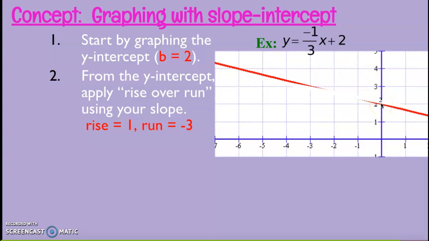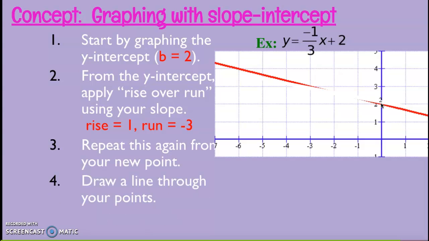And from there, we know that our rise is 1 and our run is -3. So it means we're going to be going up 1 and then to the right, actually -3. Okay, repeat it again for a new point. Let's see, here we go, and then we draw a line through it.